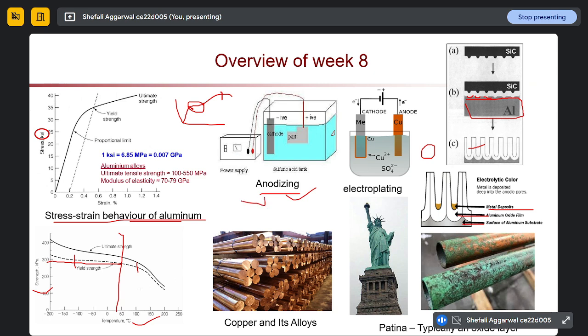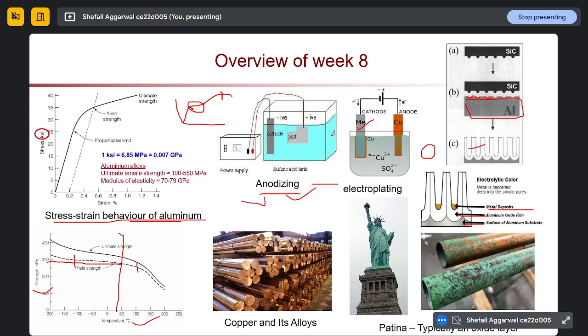Another procedure which is usually confused with anodizing is electroplating. The main difference between these two is that in electroplating, we are just putting a cover of another metal on our base metal.